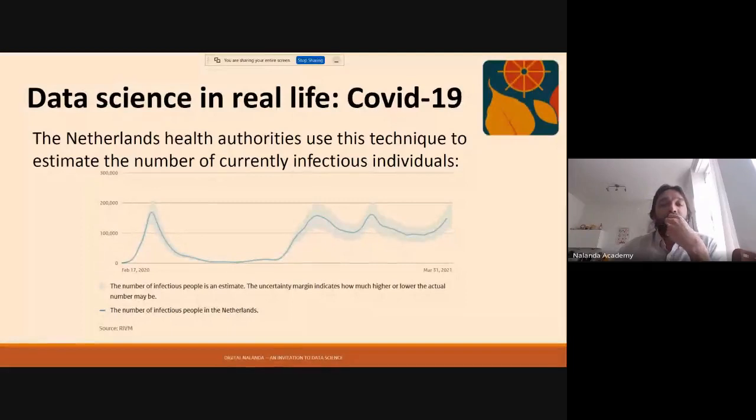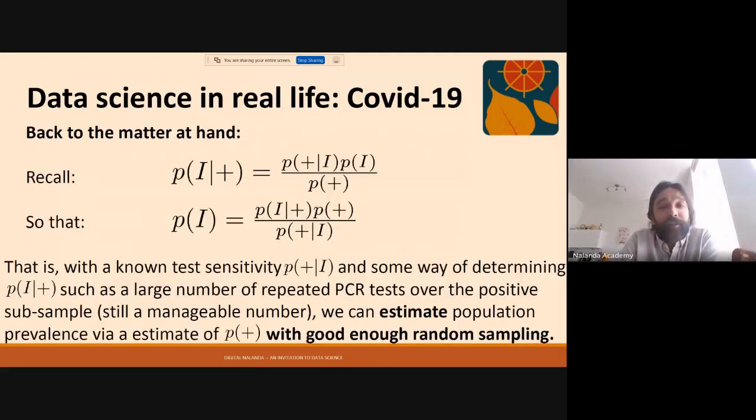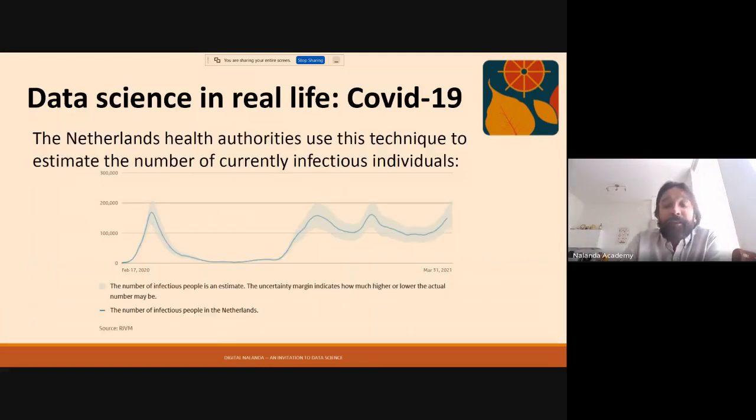So this is a graph showing today's numbers, although the data is a few days out of date. The population of the Netherlands is 17 million, by the way. So if you have 170,000 people that are currently infectious, that means 1 out of 100 people are infected. How did they determine this? Precisely via Bayesian reasoning.